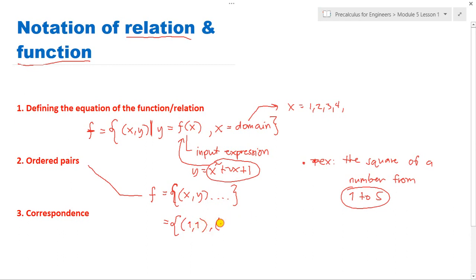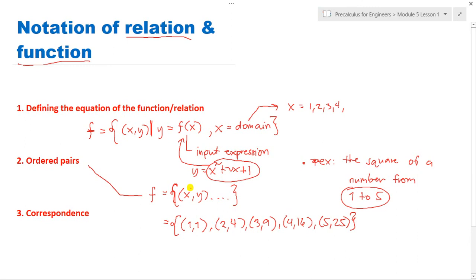Next is 2, then the square of 2 is 4, then the next one followed by 3, the square of that one is 9, then next is 4, the square of that one is 16, and then the final one is 5, the square is 25. So as you've noticed, this is how you are going to represent a certain equation or a certain function in this form of ordered pairs.